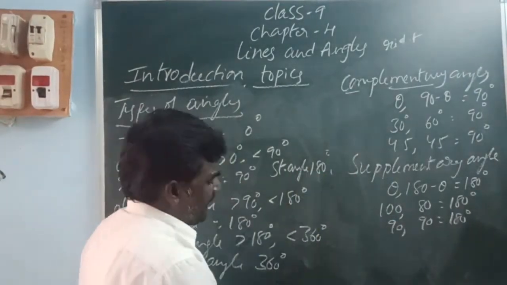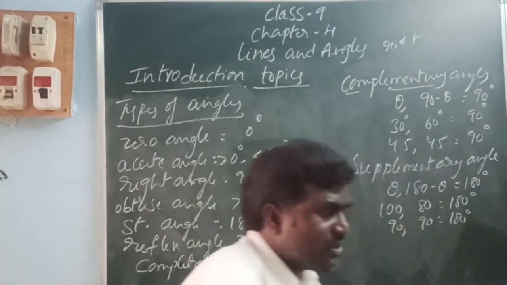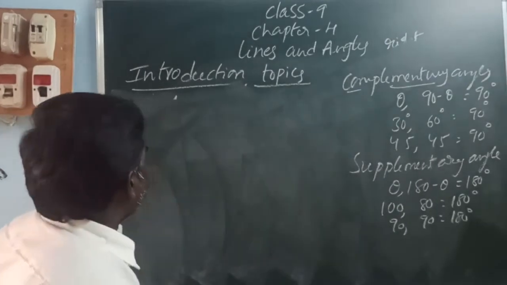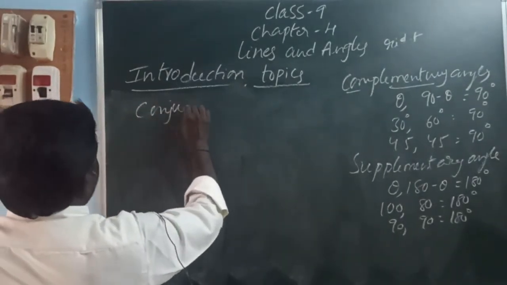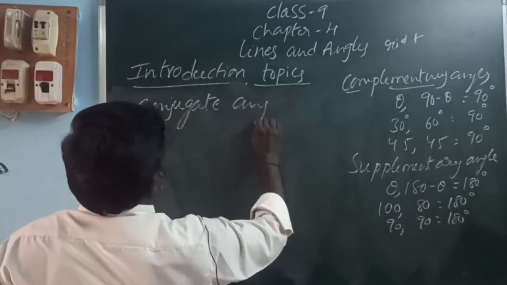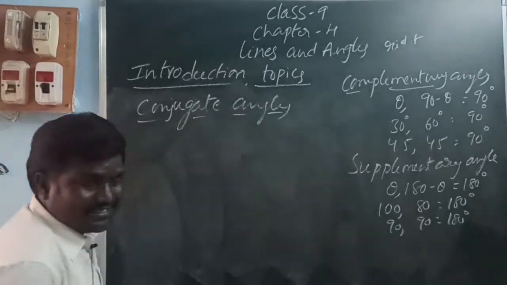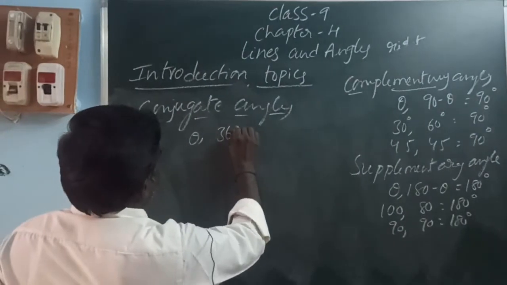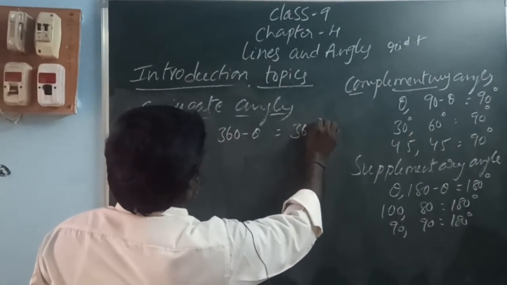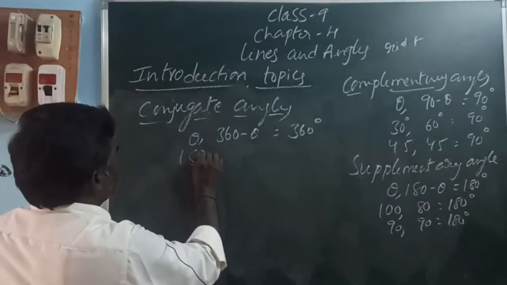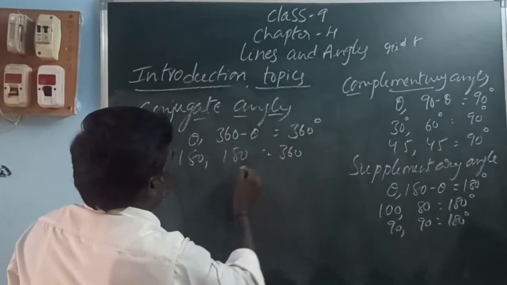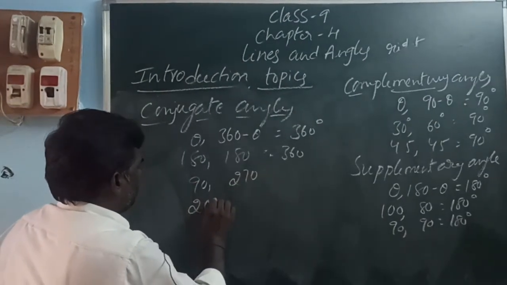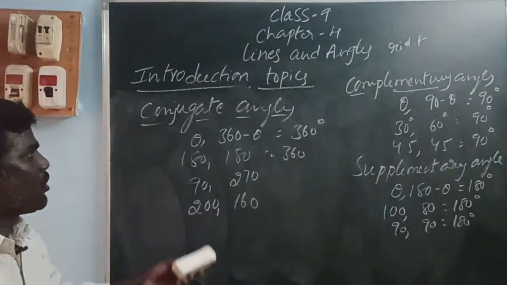Next, conjugate angle. Conjugate angles: the sum of any two angles is 360 degrees. For example, theta is one angle, its conjugate angle is 360 minus theta. When we add these two angles, how much? 360 degrees. So 180 plus 180, how much? 360. Next 90 and 270. Next 200 and 160. So these angles are called conjugate angles.